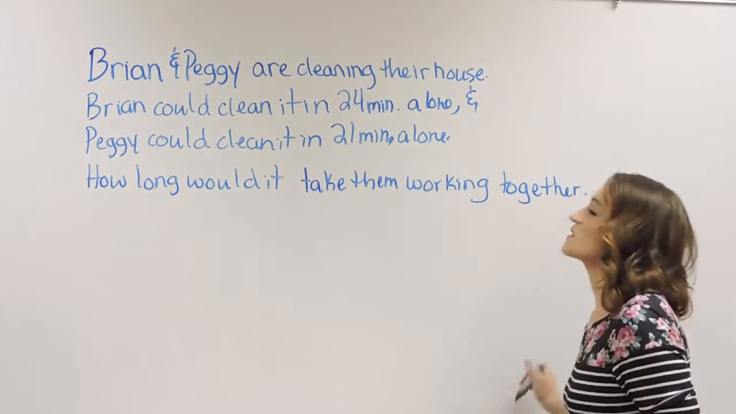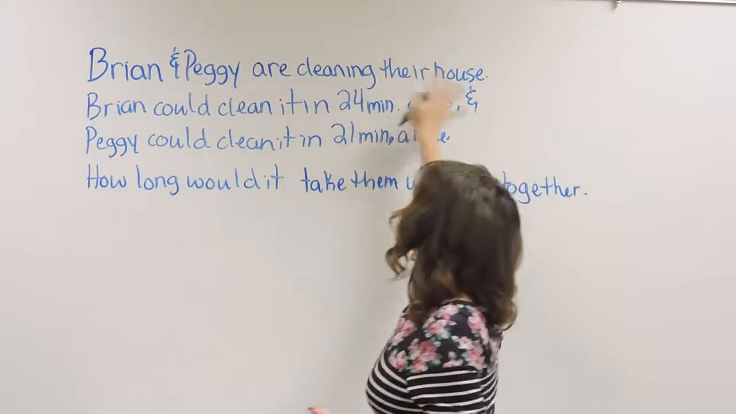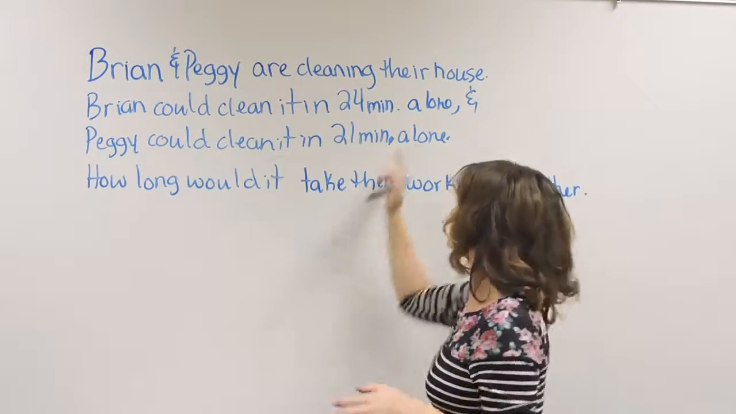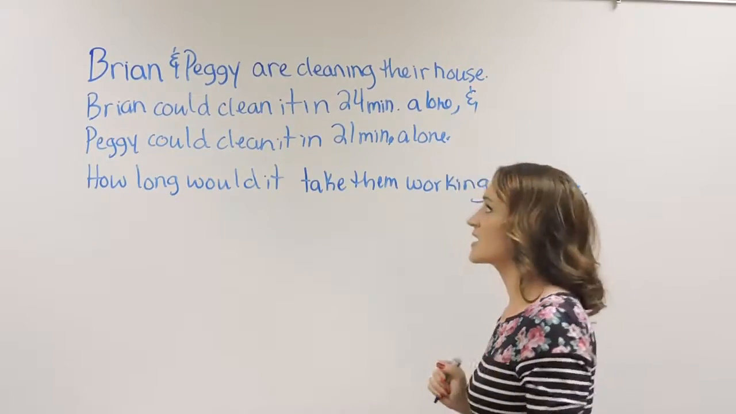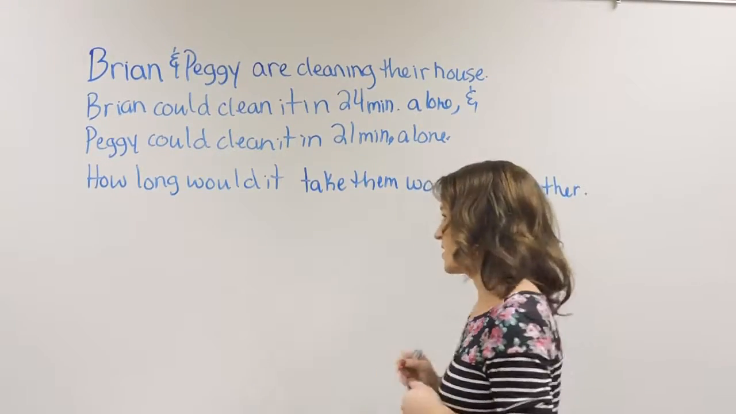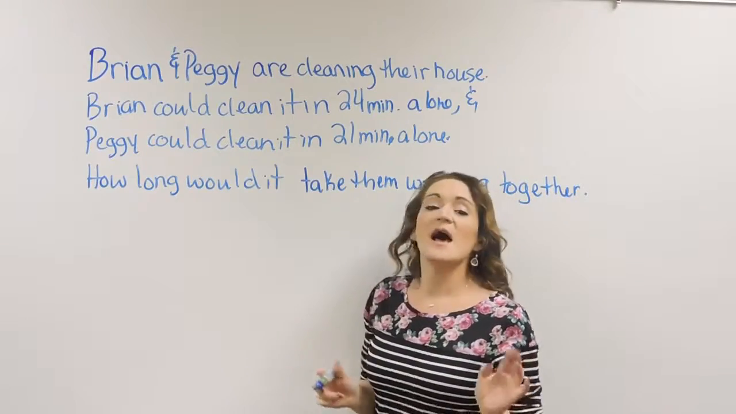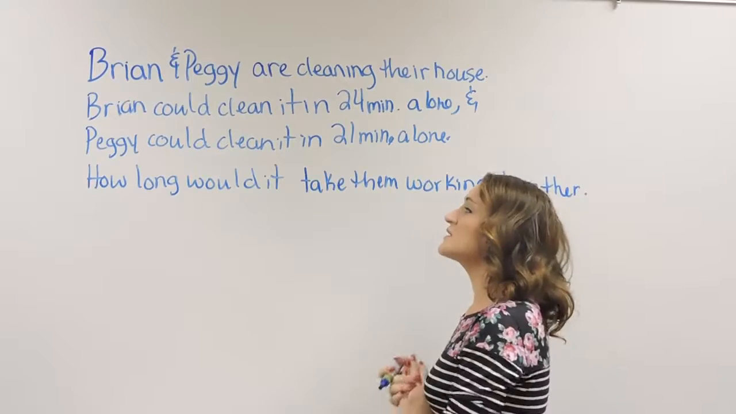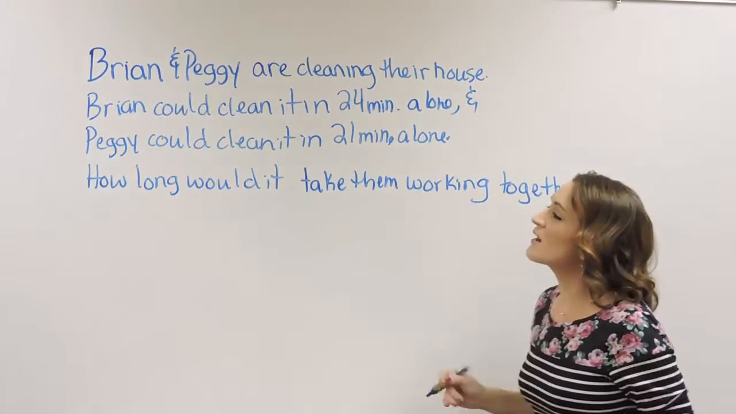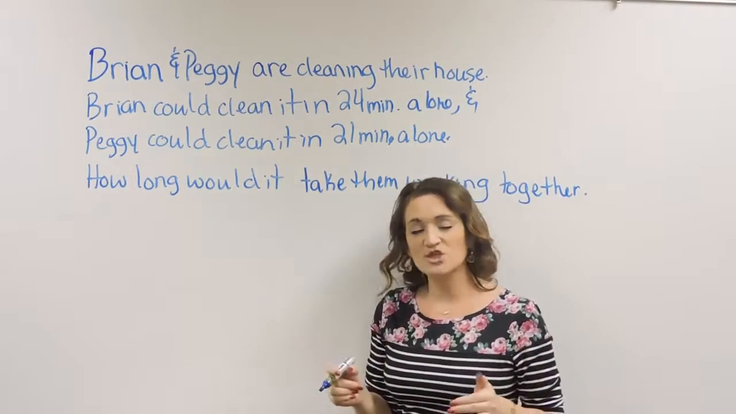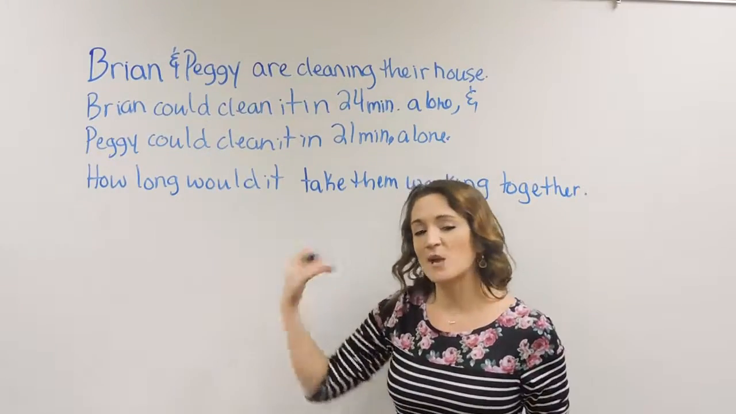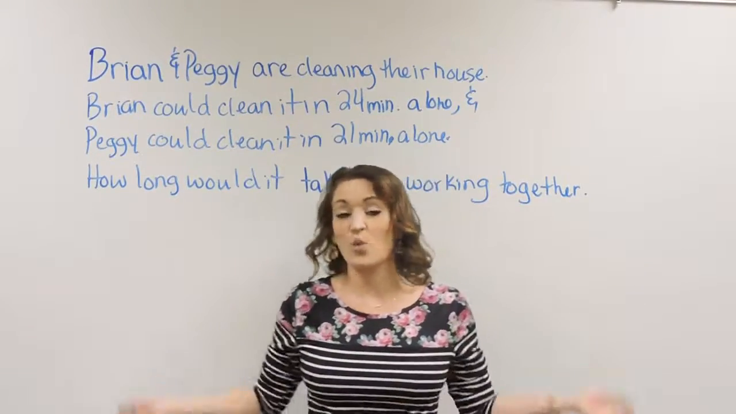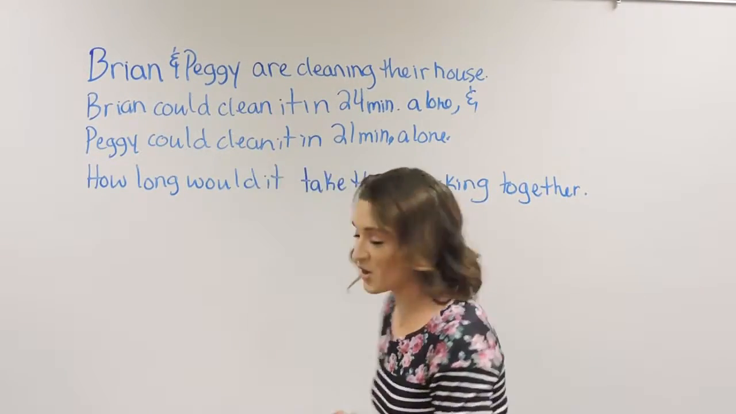So in this problem here, we're talking about Brian and Peggy, and they're cleaning their house. It says that Brian could clean it in 24 minutes working alone, but Peggy could clean it in 21 minutes working alone. But the question says, how long would it take them if they worked together? So there's a lot of different problems out there where you're talking about two different people doing one job. One person could do it in this time, one person can do it in this other time, but how long would it take them if they worked together? So this is called the work problem here.